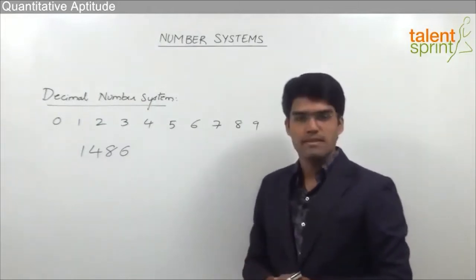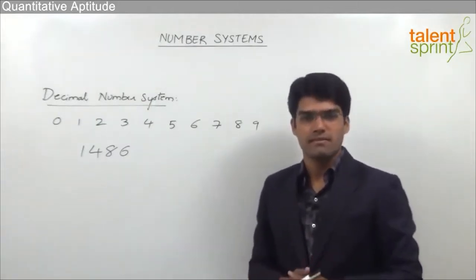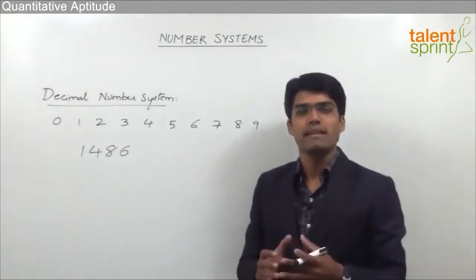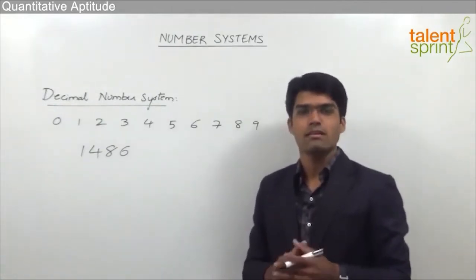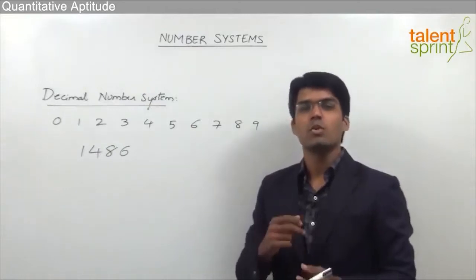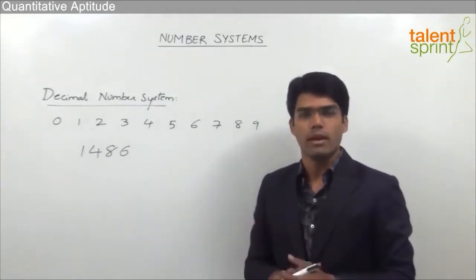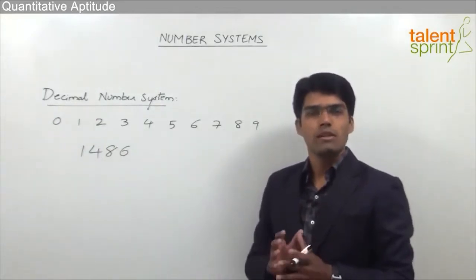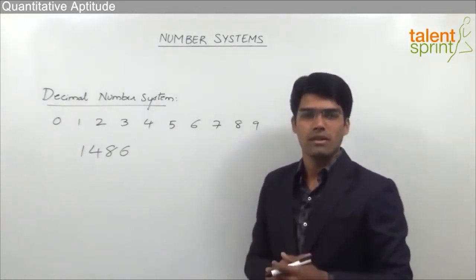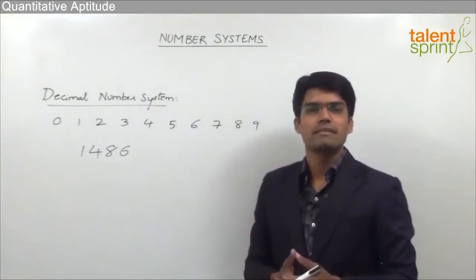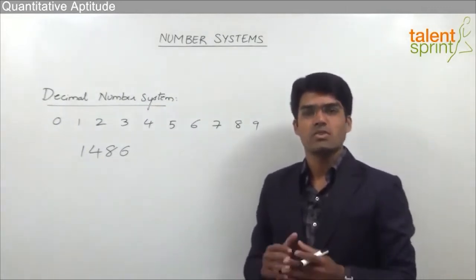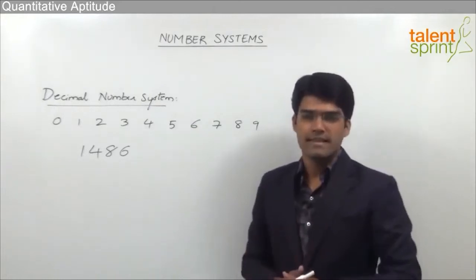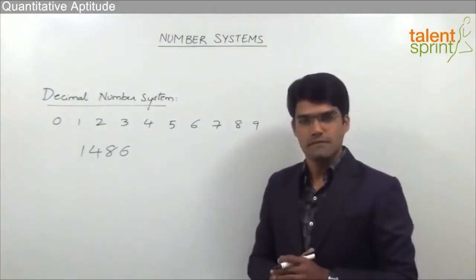Like decimal number system, there are various other number systems. For example, there is something called binary number system. A binary number system is a system which has a base of 2. It has only two symbols, 0 and 1. So whatever numbers are made in binary system are only a combination of zeros and ones. Likewise, the other number system is octal number system, which has 8 different symbols from 0 to 7. And then there is hexadecimal system, which has 16 different symbols.